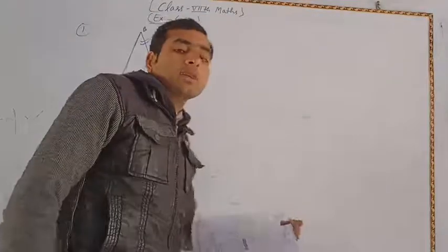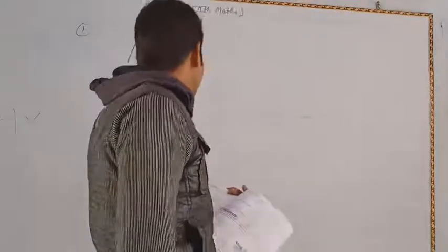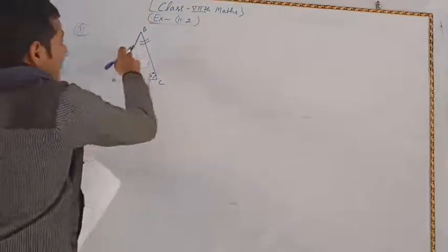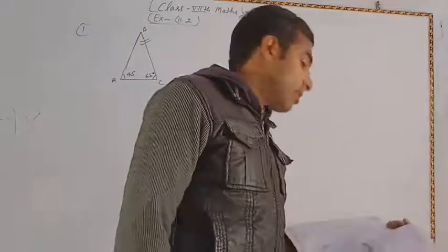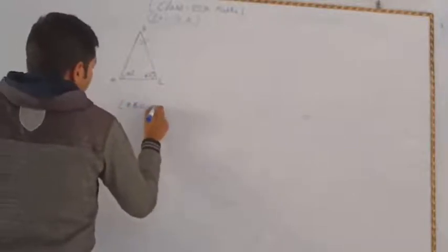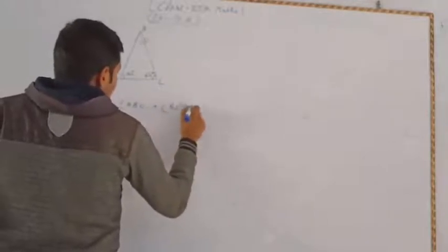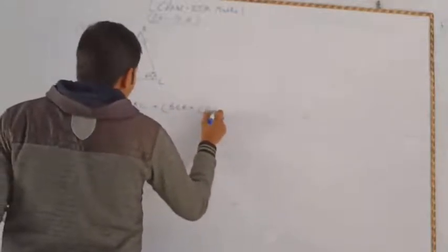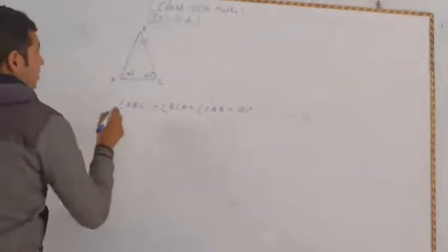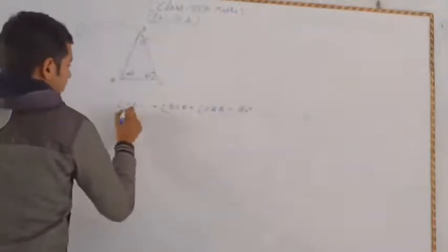So first of all, you have to use here the property of the triangle, that the sum of the three interior angles of any triangle becomes 180 degree. Okay. So from here we find out that angle ABC plus angle BCA plus angle CAB is equal to 180 degree. From here we have to find out angle ABC.